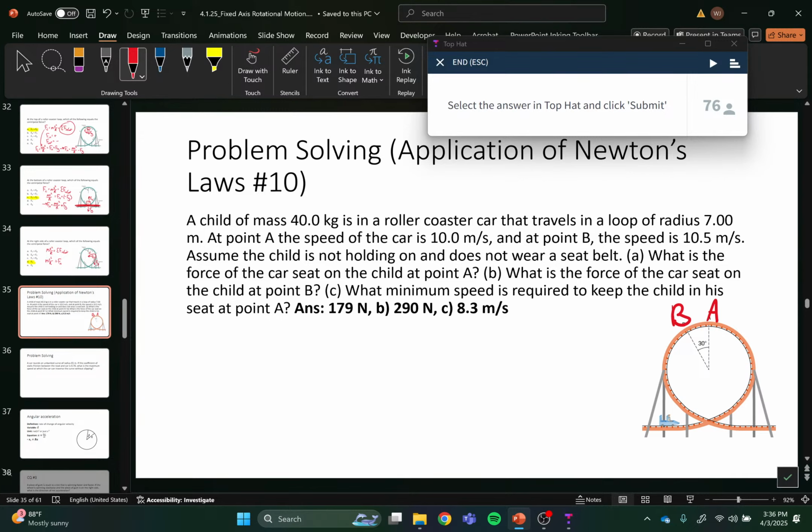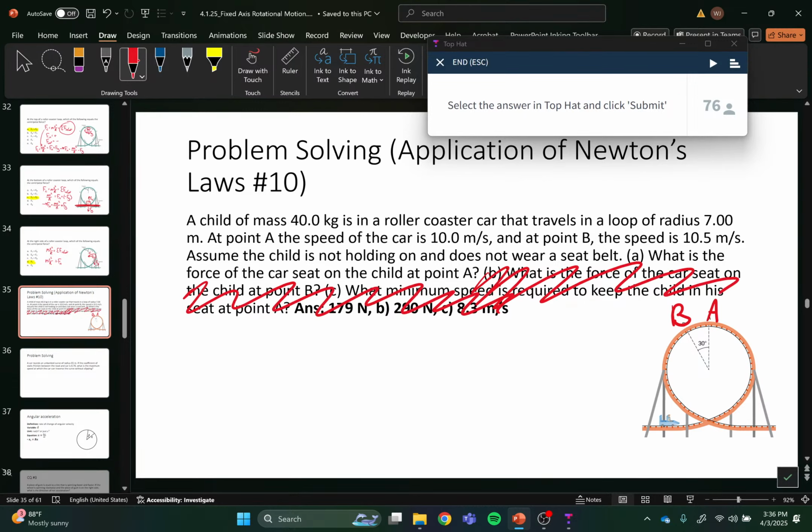Who cares? Let's just worry about part A. What's the force of the car seat on the child? That's what we're solving first. What is the force of the car seat on the child?